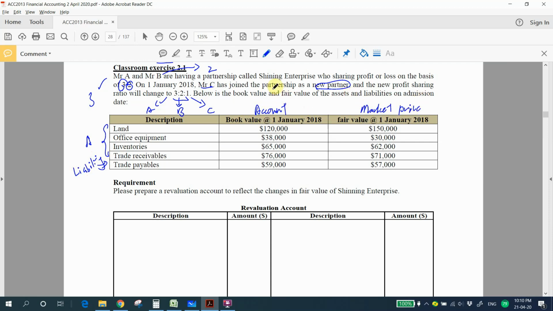When there is a change in the ownership, we have to do revaluation. The revaluation will be based on the market price of the assets and liabilities. Now we have to identify whether the asset value increases or decreases. First one, land. The book value of the land is 120,000 and the fair value is 150,000. So the value of land becomes higher or lower? The value of land becomes higher by 30,000.